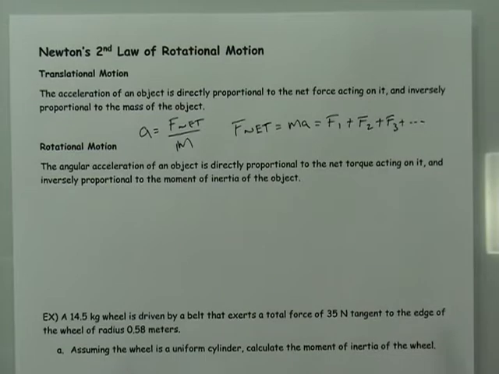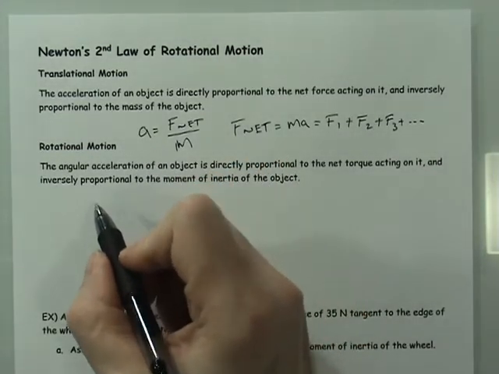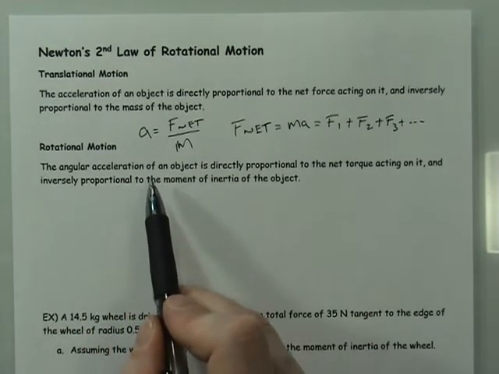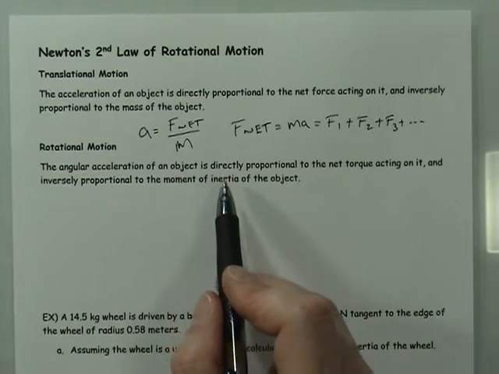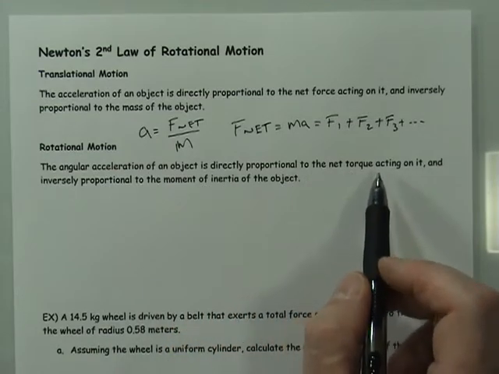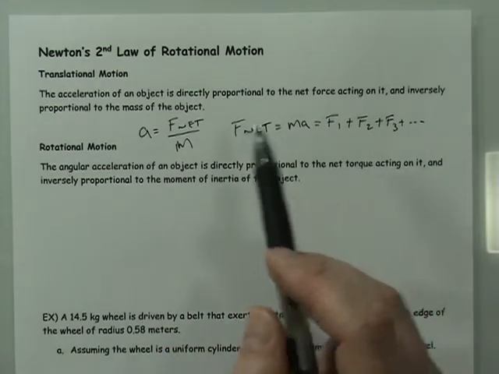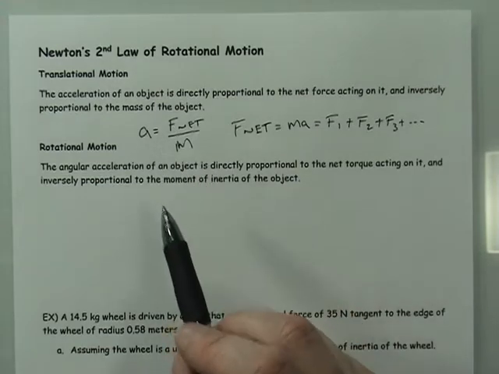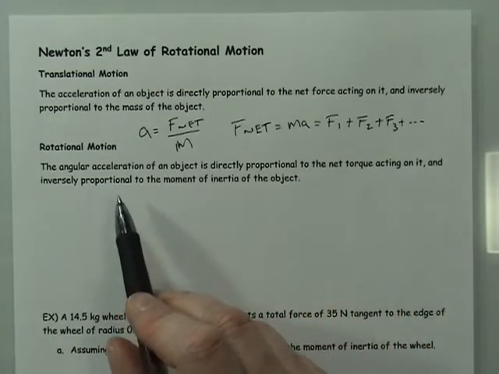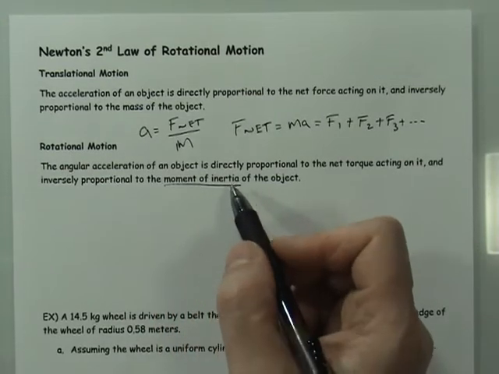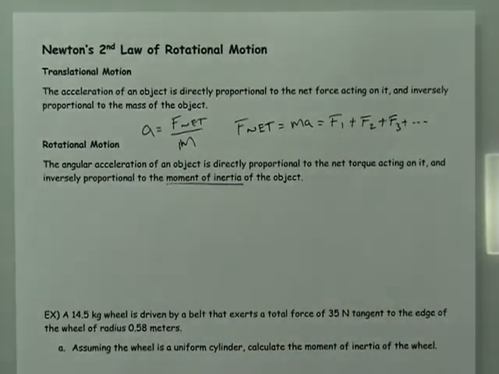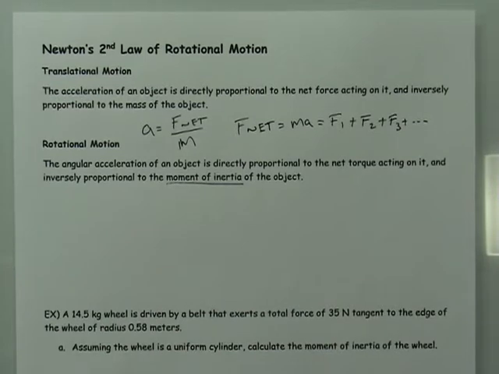So the idea is the same behind rotational motion, except that instead of saying a is proportional to, what we would say is the angular acceleration, so not the acceleration, but the angular acceleration of an object is directly proportional to the net torque, because torque is what causes rotational motion in the same way that force is what causes linear motion, and it is inversely proportional to the moment of inertia, not the mass, right?